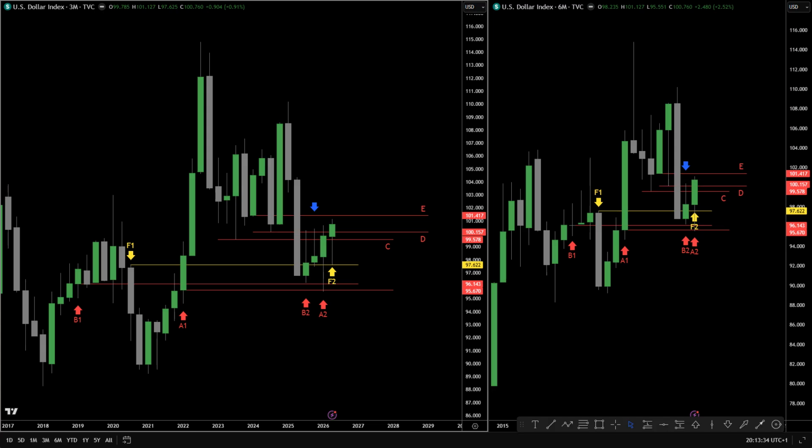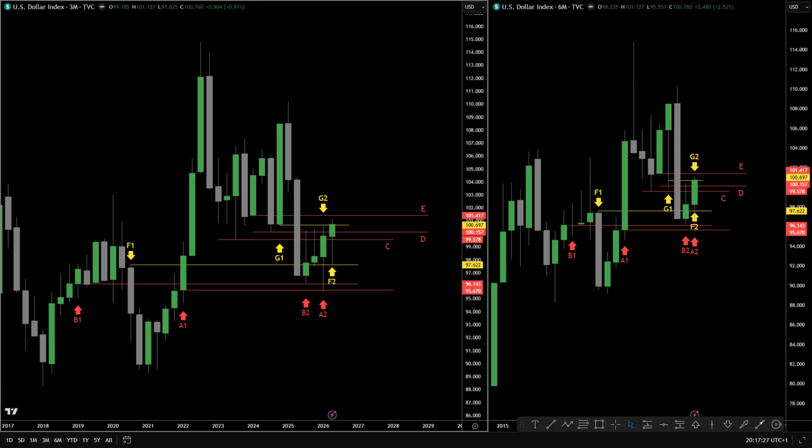The first is level F, marked in yellow. Look at how candle F2 reacted to candle F1. The precision is difficult to ignore. Price reached the level, reacted, and reversed. When you see this happen repeatedly across multiple time frames, it becomes increasingly difficult to dismiss as coincidence.